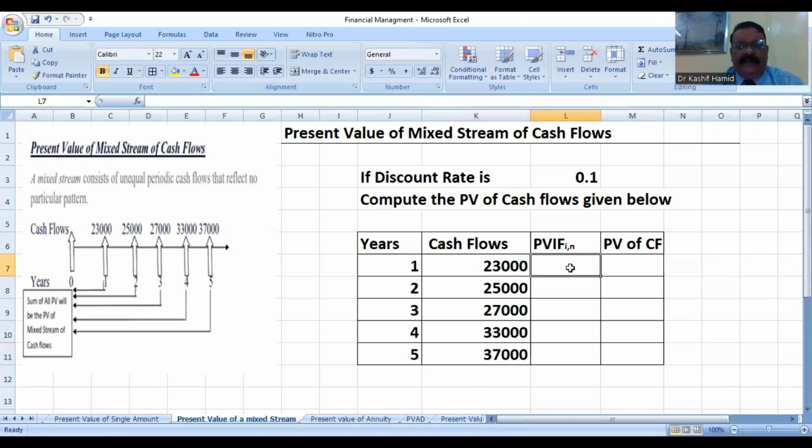Present value interest factor for a given interest rate and a given number of periods is equal to 1 divided by 1 plus I, the interest rate. We will fix it here by putting the dollar sign, and the power of this function is the number of years. And now we know the present value of cash flows is equal to cash flows multiplied by the interest factor.